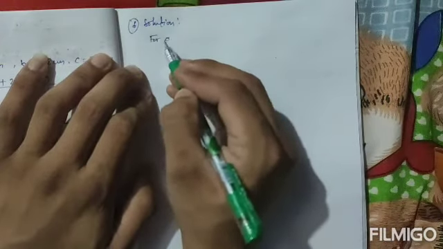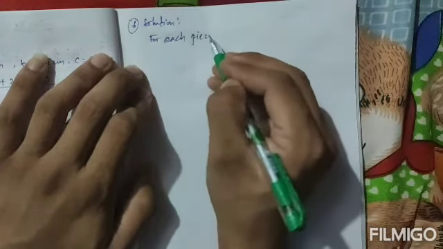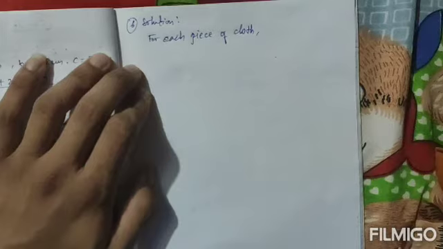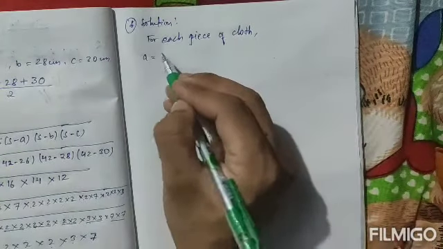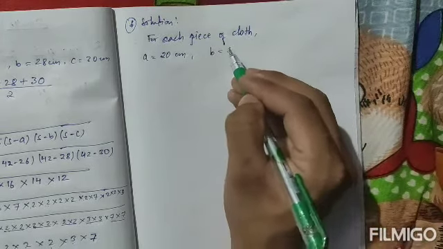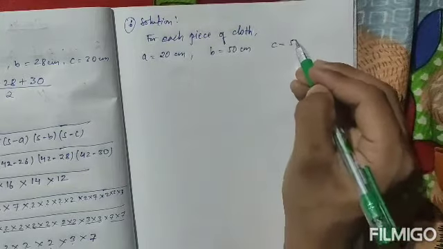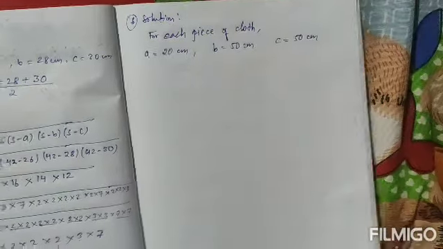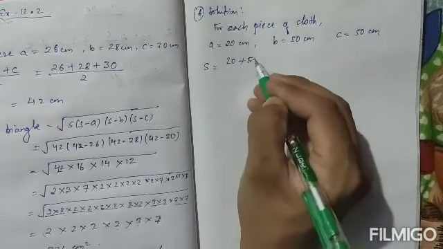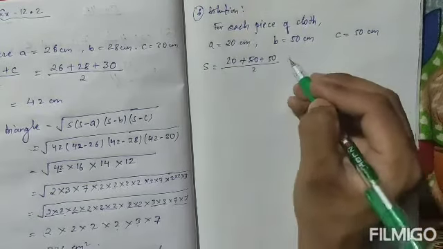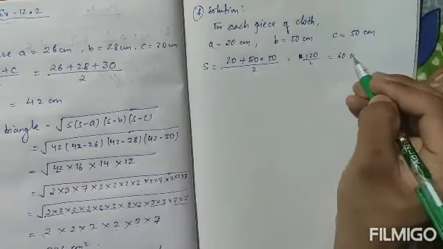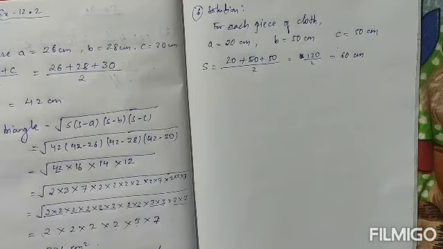For each piece of cloth, A is how much? It is already given in the question as 20 centimeter. B is 50 centimeter and C is also 50 centimeter, isn't it? Next, we will try to find S. So S is equals to 20 plus 50 plus 50 by 2, which is equals to 120 by 2, which is equals to 60 centimeter. So semi perimeter is 60 centimeter.